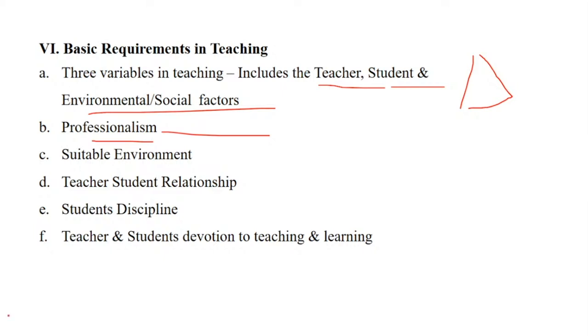Now, suitable environment, yes. Please remember, this can be a distraction when the environment of learning is not in the desired manner. So in order to have the desired outcomes, the teacher has to ensure that the learning or the teaching is happening in a suitable environment.